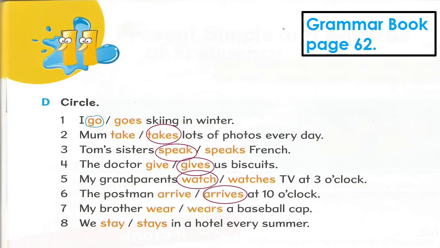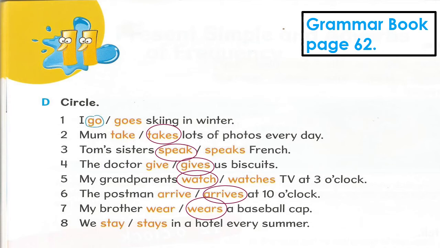Number 7. My brother wears a baseball cap. Okay, baseball is a sport. So I think this is an action that happens regularly. So my brother here, singular noun or plural noun? Singular. Shall I put S at the verb? Yes, I will put S at the verb. So my brother wears a baseball cap.